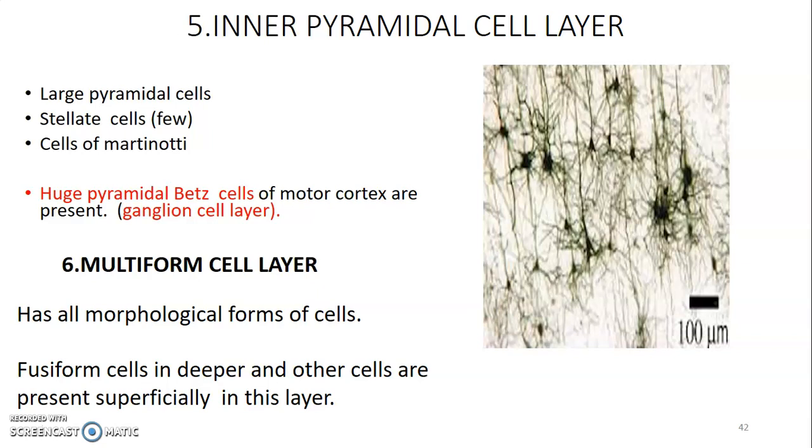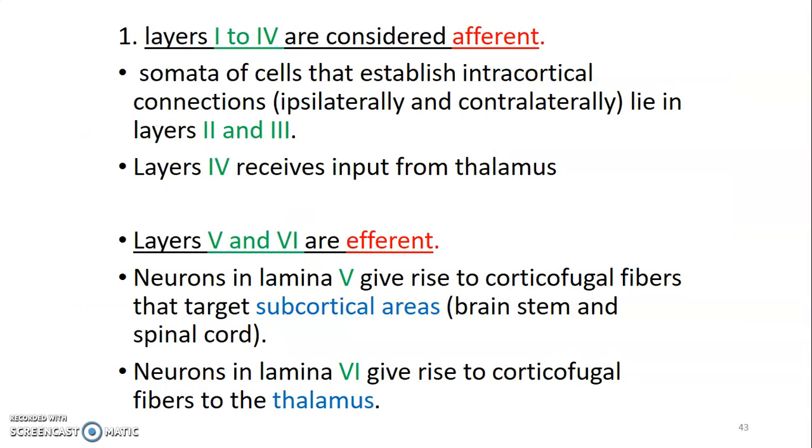So layers 1 to 4 are usually considered afferent, and layers 5 and 6 are efferent. So you have sensory information coming in between layers 1 to 4. So they will receive from the thalamus, while layers 5 and 6, they are efferent, so they are motor. So you have fibers that will arise from layer 5, then they will go downwards to the subcortical areas. Okay, so you have corticofugal fibers that will leave layers 5 and 6 to the thalamus and downwards. So efferent fibers will leave the cortex, while afferents to the cortex project to layers 1 and 4.